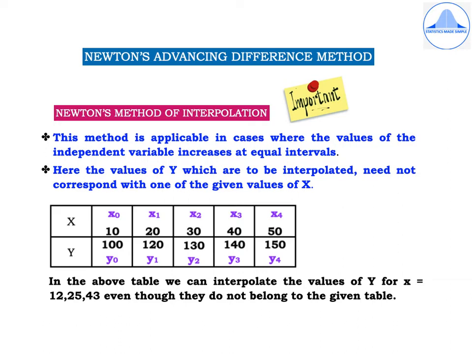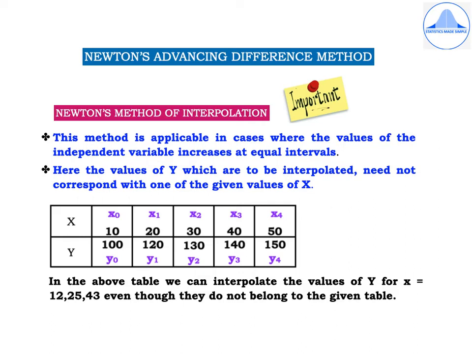Also, the values of y which are to be interpolated need not correspond with any of the given values of x. For example, if we take the table which is given, the x values are 10, 20, 30, 40 and 50, and the y values are 100, 120, 130, 140 and 150. So we have labeled the x values as x0, x1, x2, x3 and x4, and similarly the y values are labeled as y0, y1, y2, y3 and y4.